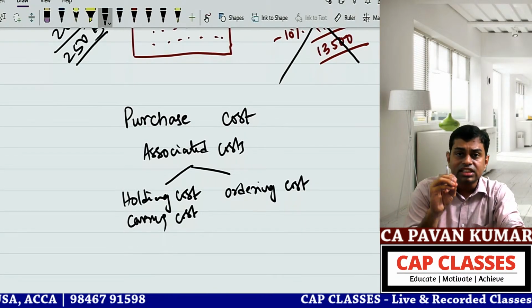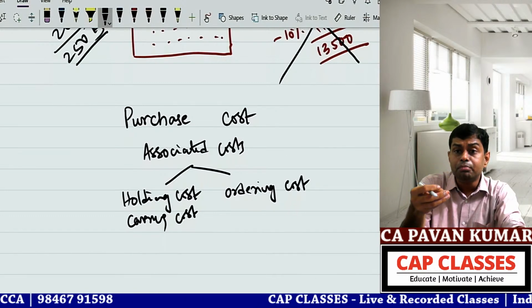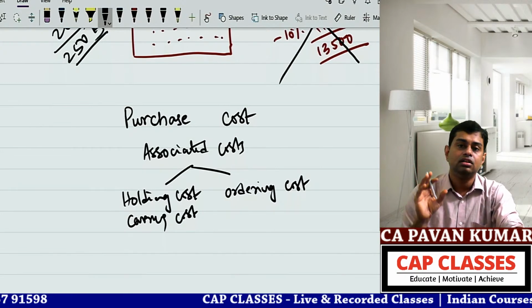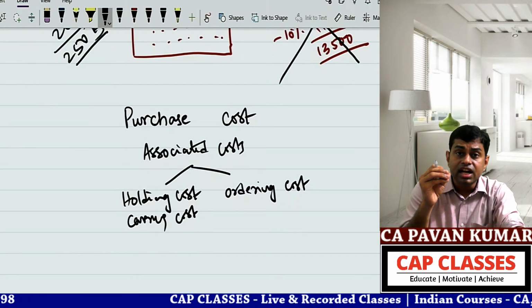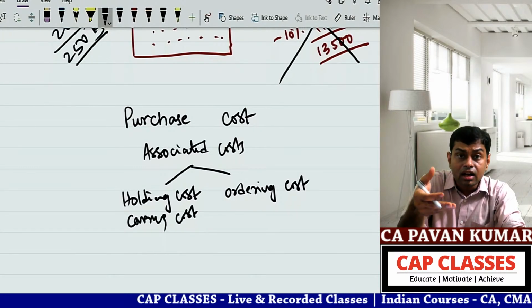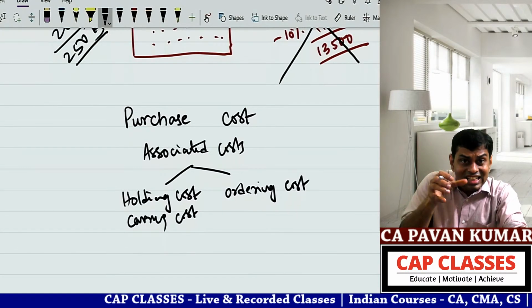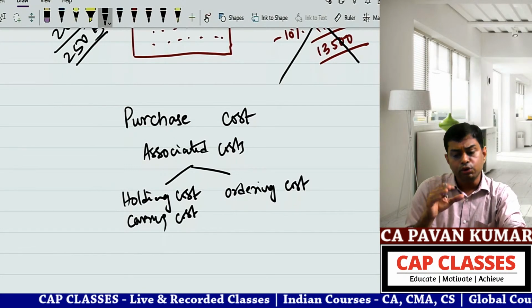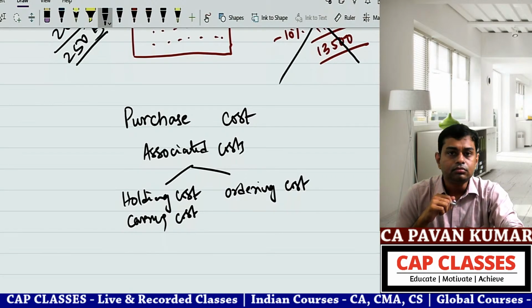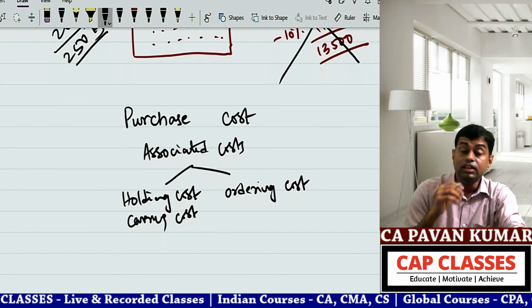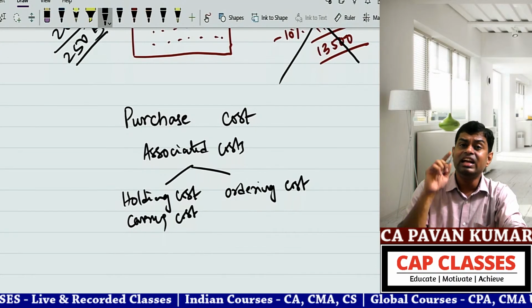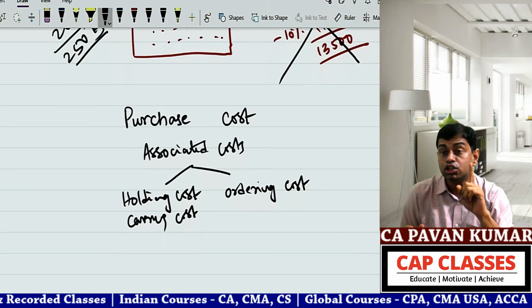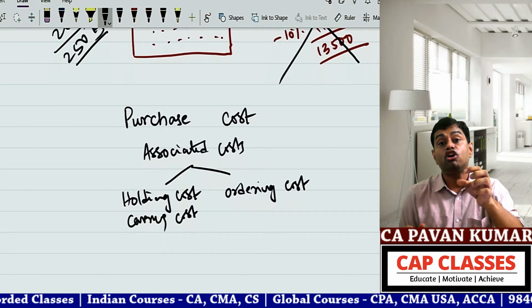Ordering cost is the cost associated with placing a purchase order, processing the purchase order and receiving the goods. This is called ordering cost. If you place 365 orders, you need to incur 365 ordering costs. On the other hand, if you are buying in one go, annual consumption in one go, only one ordering cost you will incur, 364 ordering costs you will save.